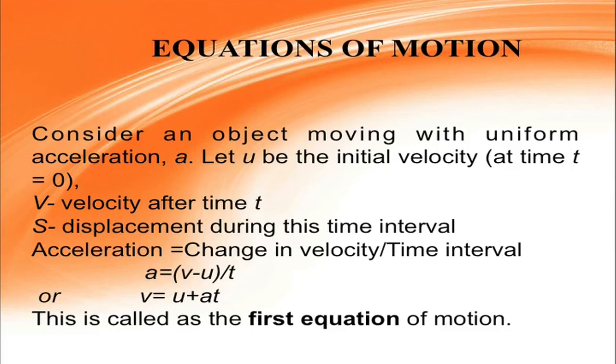Let u be the initial velocity at time t equal to 0, and v the velocity at time t. S is the displacement during this time interval. There are certain relationships between these quantities. To find them, we know the formula of acceleration: a is equal to change in velocity upon time. So, a is equal to v minus u upon t. If we multiply, we get v is equal to u plus a t, which is called the first equation of motion.